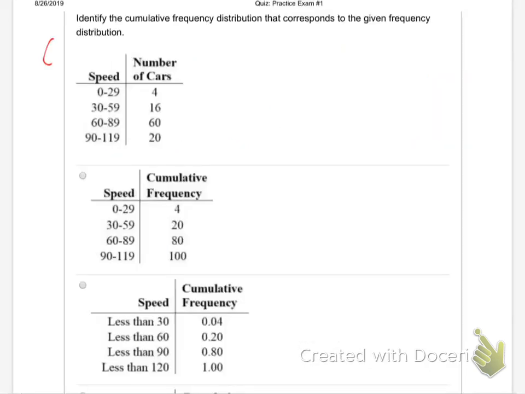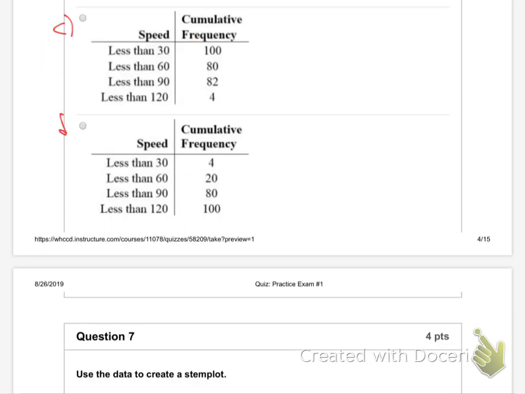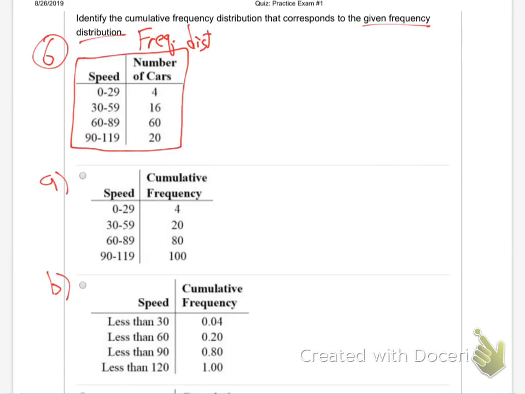All right. So question number six. Identify the cumulative frequency distribution that corresponds to the given frequency distribution. So what are they talking about? This right here is the given frequency distribution. And they're saying, grab the right cumulative frequency distribution. On the exam we take next week, the options will be numbered A, B, C, D. So this is option C, and you just bubble it. So we want to look and say, is it A, B, or C, or D on that? What do you think?